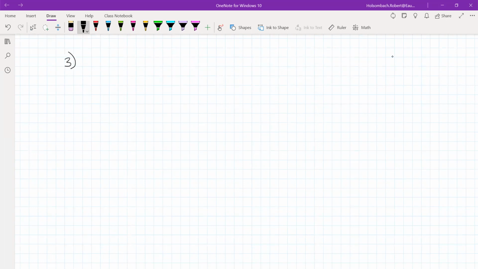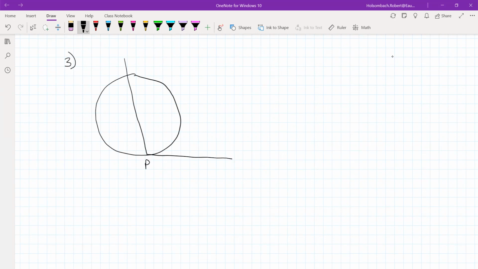Number 3. Circle with a secant and a tangent. The angle we're looking for is this angle 3 right here. And we're given an arc measure of 190.